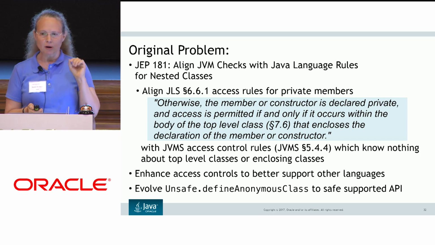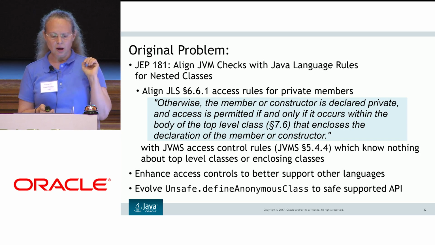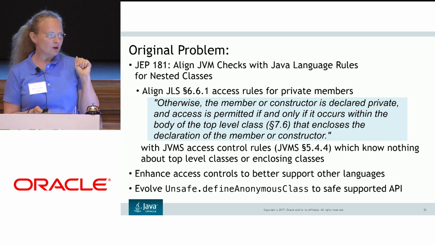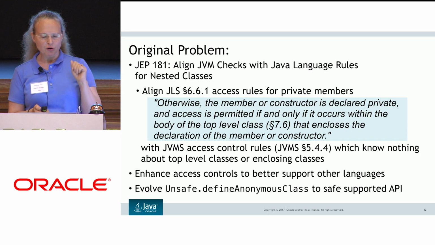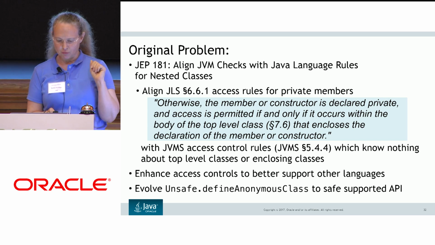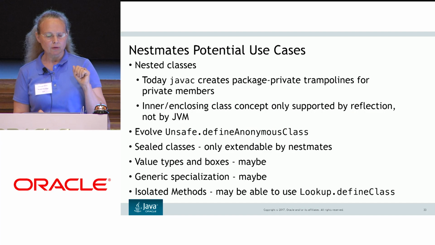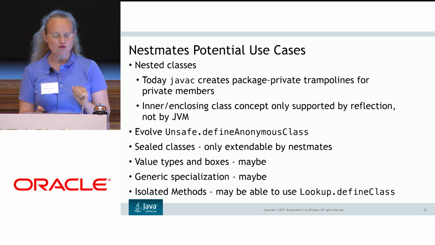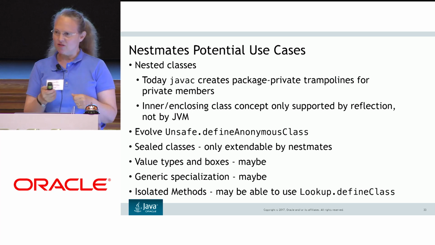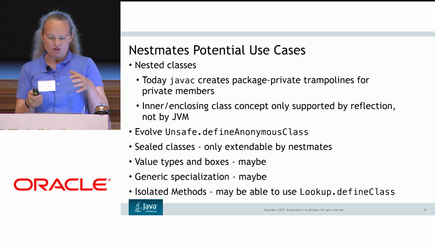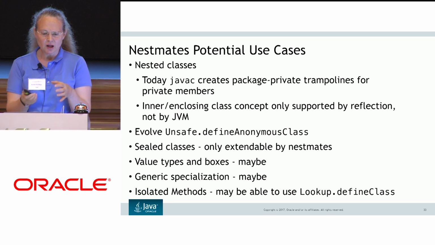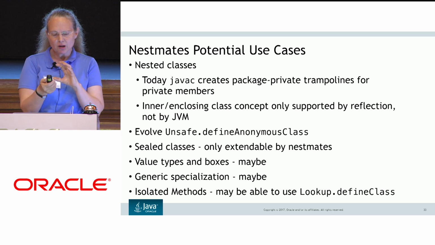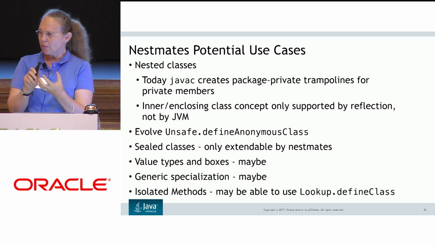We want to do a better job of making sure that they're in sync, and I'll show you the details of that. We also wanted to enhance access controls to better support other languages that care about them. And we want to evolve Unsafe.defineAnonymousClass to be a safe supported API. So what we found is we started to explore different possible solutions here for nested classes and for Unsafe.defineAnonymousClass. And then we discovered, as we came up with different concepts, some of these brilliant architects I work with came up with the idea that if we thought of something like nestmates, there's a whole bunch of other possible uses.